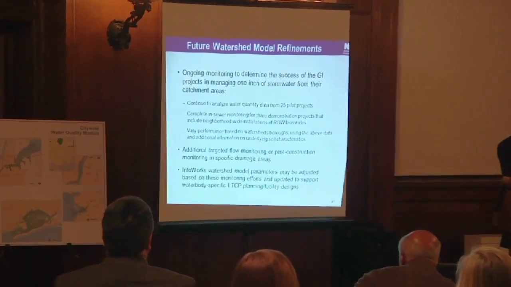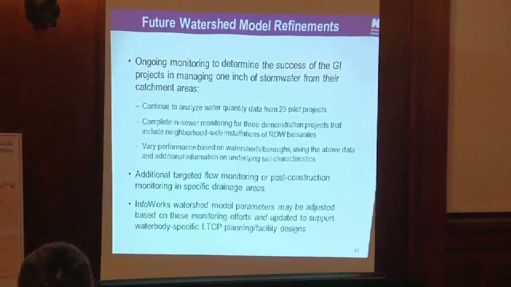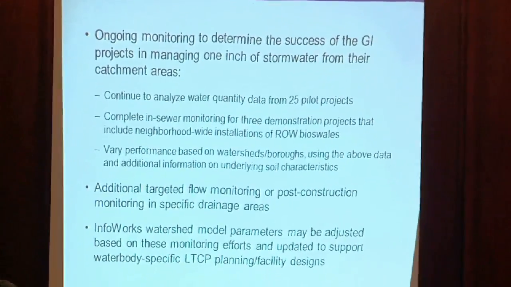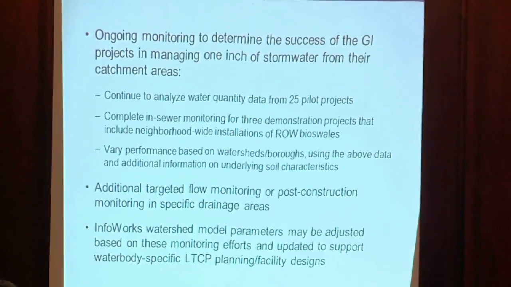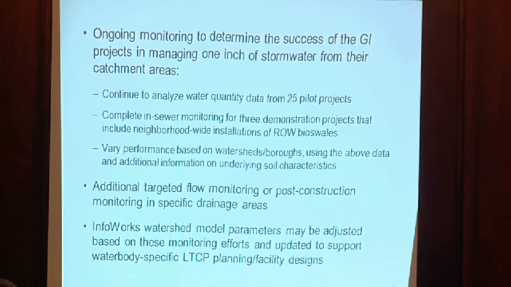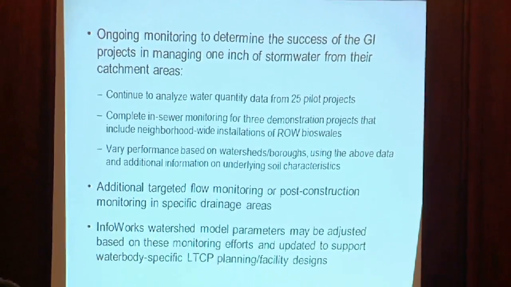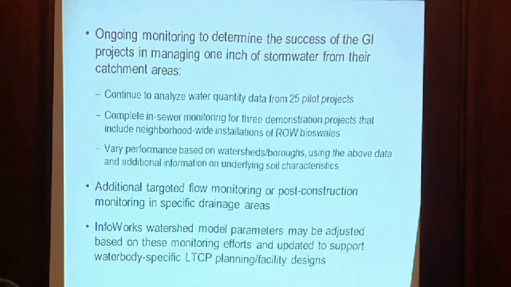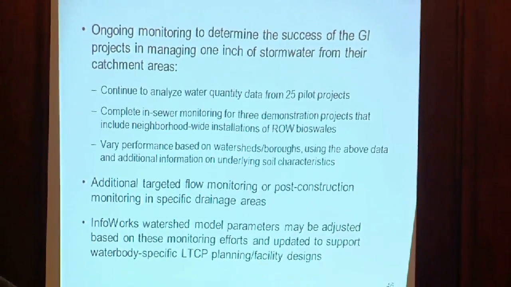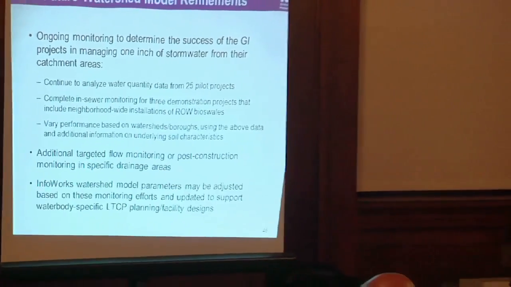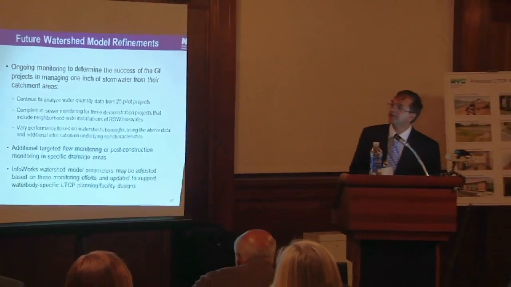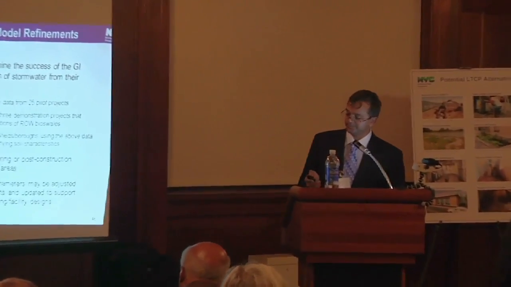Instead of the current modeling assumption that we are able to retain or detain 1 inch of stormwater, we'll be using these as a reality check, to modify those assumptions, either based on the number of right-of-way bioswales going into one area versus multiple boroughs, accounting for the infiltration characteristics, Jamaica versus Bronx, that type of spatial interpolation.